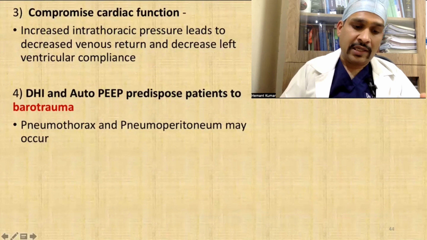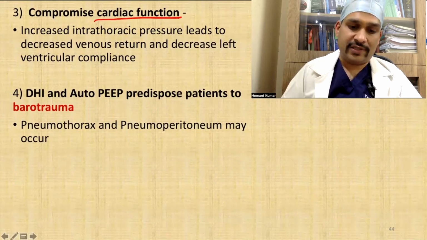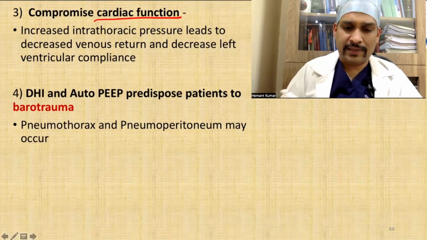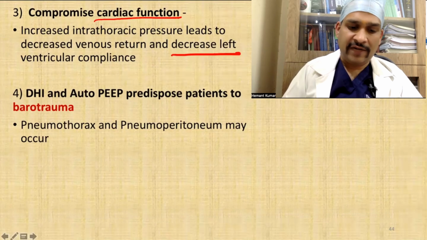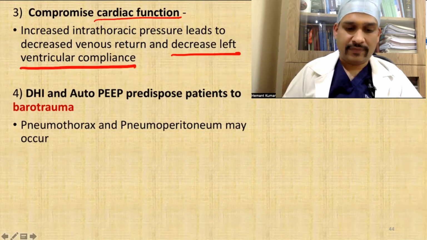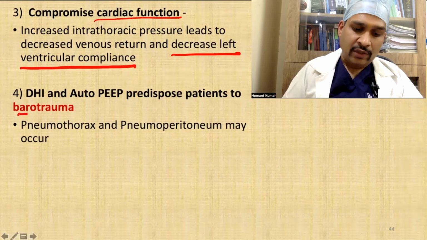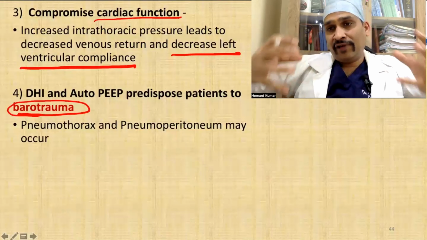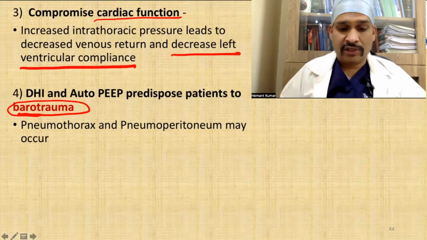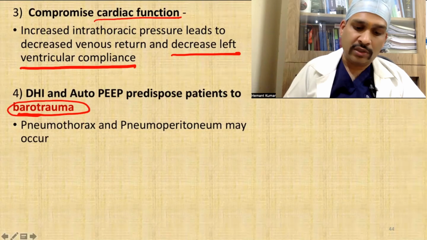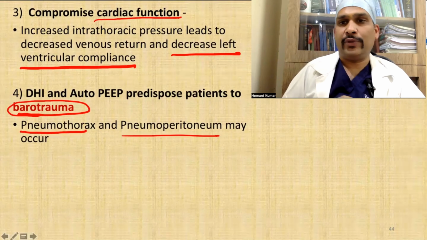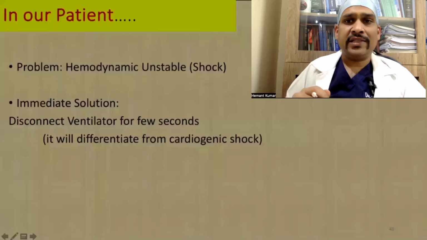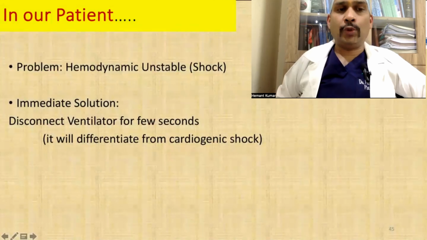Another is cardiac function, abnormal cardiac function. Why? Because of increased preload and decreased left ventricular compliance. Then it can cause barotrauma because there's hyperinflation. Alveoli are getting inflated, and then burst. So it will cause barotrauma and later on pneumothorax and pneumoperitoneum. So these are the disadvantages of auto-PEEP.